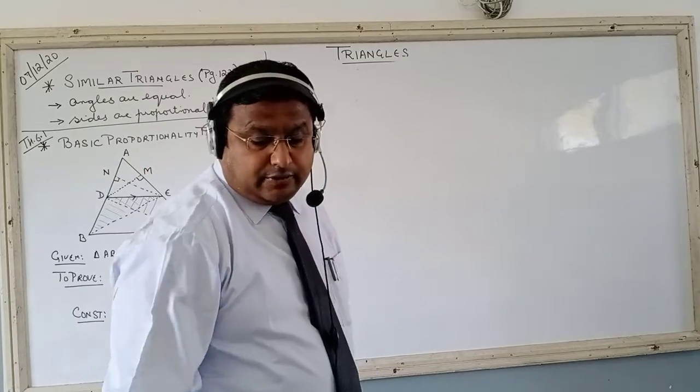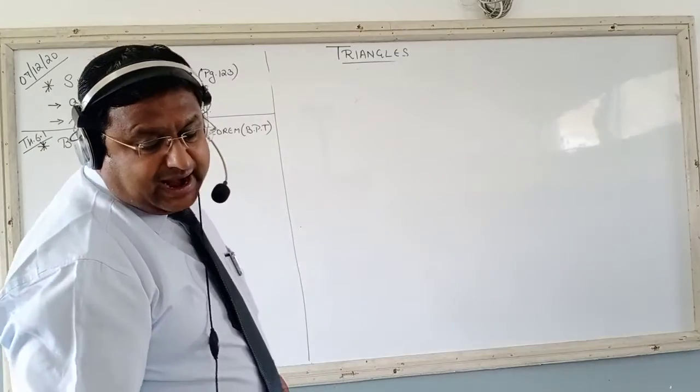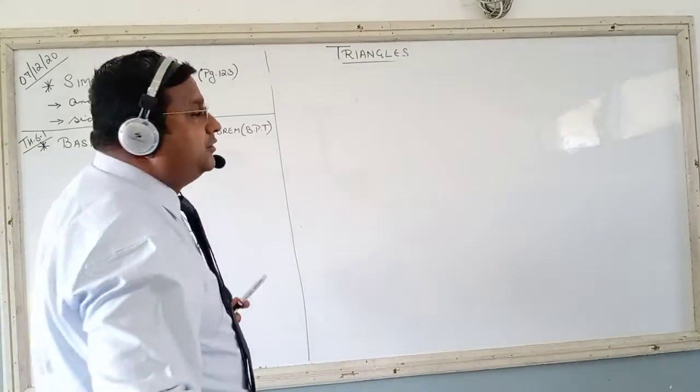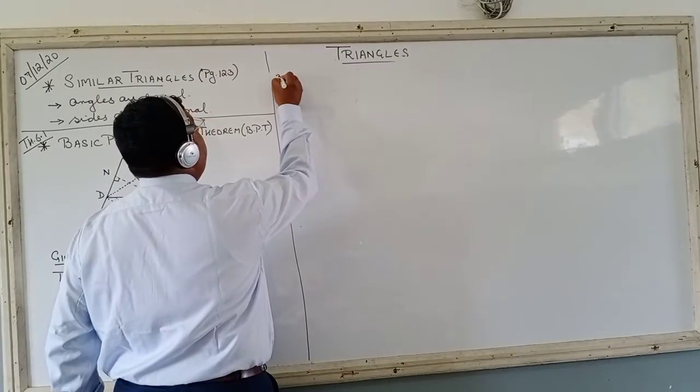Check the third question. In the given figure, LM is parallel to CB and LN is parallel to CD. I'll draw the figure for you. Let me draw the figure.